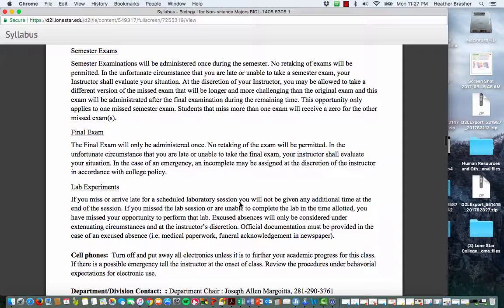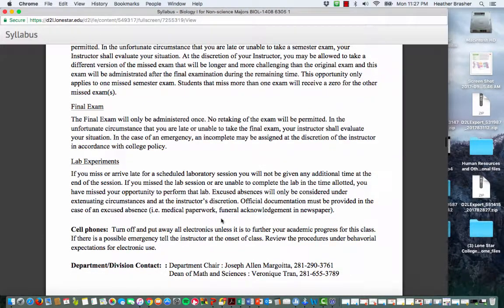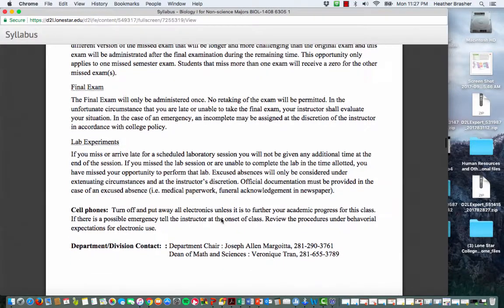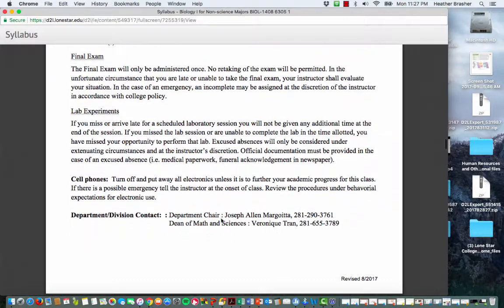Essentially, if you are, due to whatever emergency, and it's up to me because essentially there are no retakes, it will be a harder exam. It will be almost completely essay. So keep that in mind. And you'll only be able to get this opportunity one time for one semester exam. If you miss more than one exam, then you'll receive zeros for the remaining. And that same idea applies for the final exam as well.